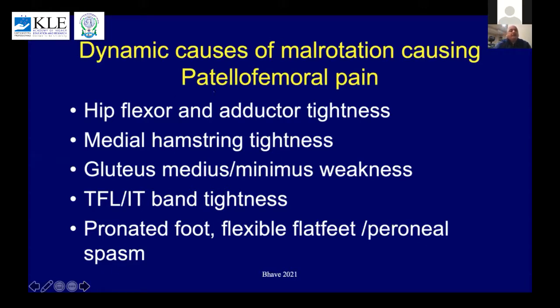So these are the dynamic causes of patellofemoral pain. These are all soft tissue causes. This is what we have identified in our practice. Hip flexor and adductor tightness will lead to femoral internal rotation. Same will medial hamstring tightness. The gluteus medius weakness also does the same. TFL-IT band pulls it the other way. A pronated foot makes the tibia rotate outwards and causes patellar compression.